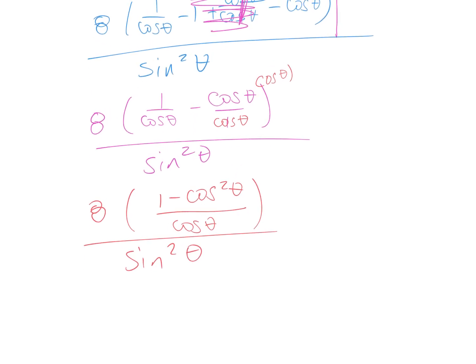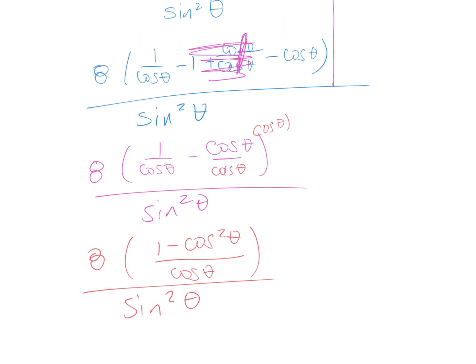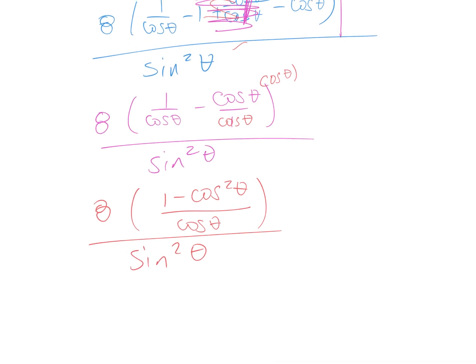I know. You guys are like, seriously? Where? Here? That says sine squared theta. Guys, what is 1 minus cosine equal? 1 minus cosine squared. Sine squared. This equals sine squared.